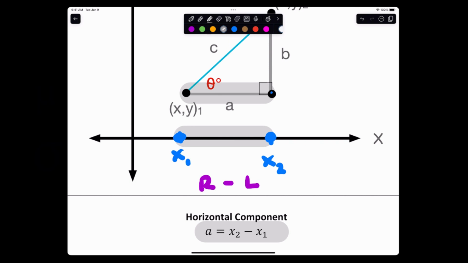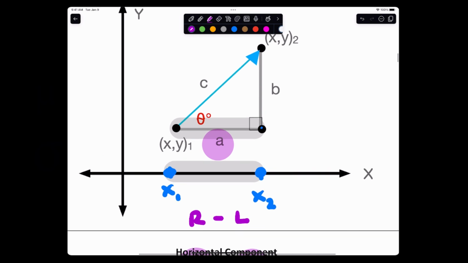This is the distance here. So you have to get the right value minus the left value. Here's the right value minus the left value right here. And that's the distance that we call A here, ladies and gentlemen. And that's important. That's the horizontal component of your vector down here. This vector, this blue vector.